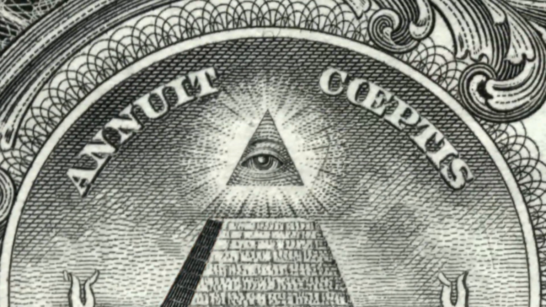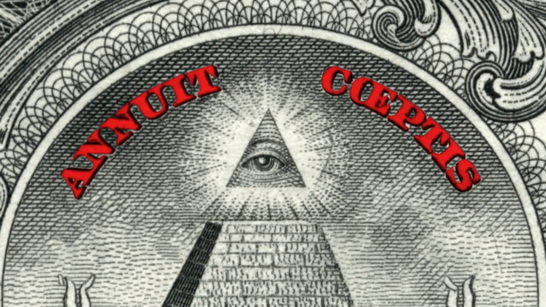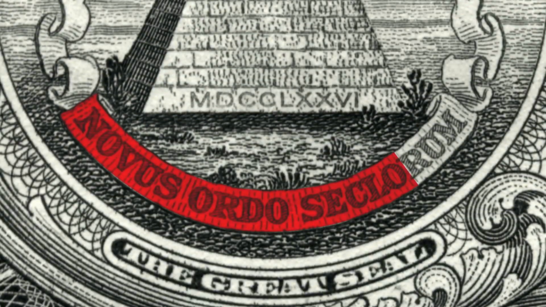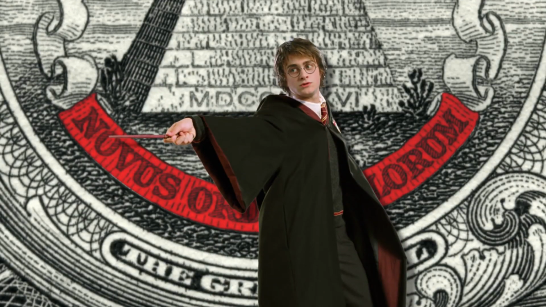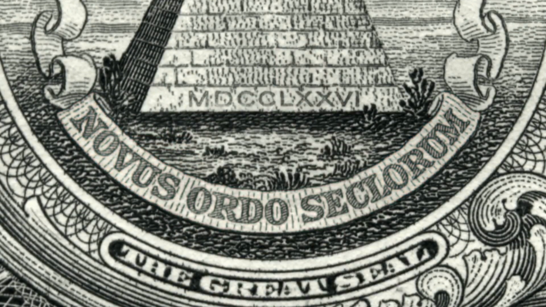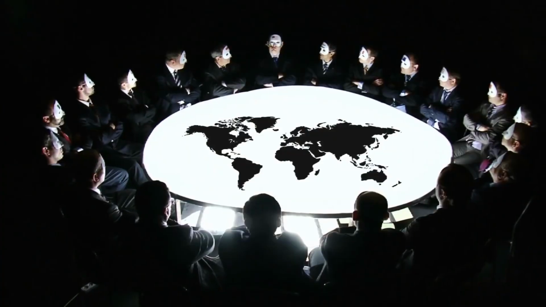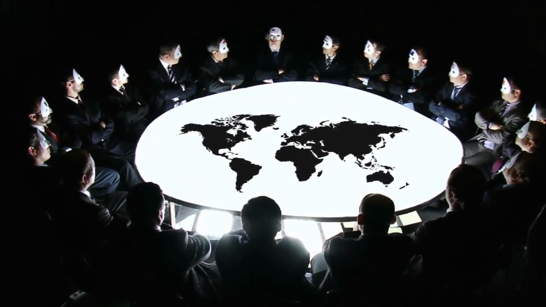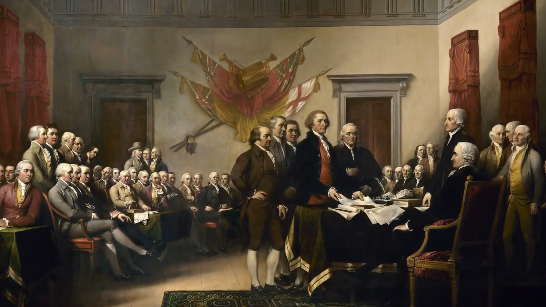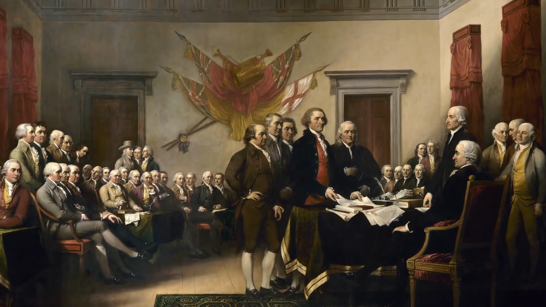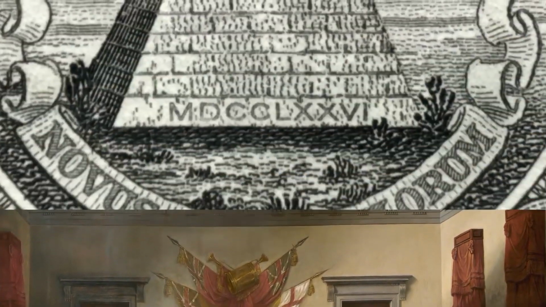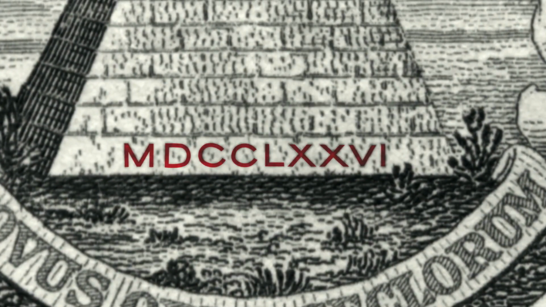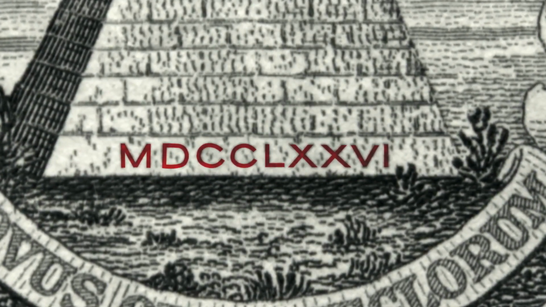The motto at the top reads Annuit Coeptis, meaning he has favored our undertakings, and the motto at the bottom reads Novus Ordo Seclorum. That's a Harry Potter spell. Okay, it's not really. It actually means a new order of the ages. Don't get confused into thinking it means a new world order though, because it actually signifies the beginning of a new American era as of the date of the Declaration of Independence. That date, 1776, is inscribed above in Roman numerals on the bottom pyramid step.